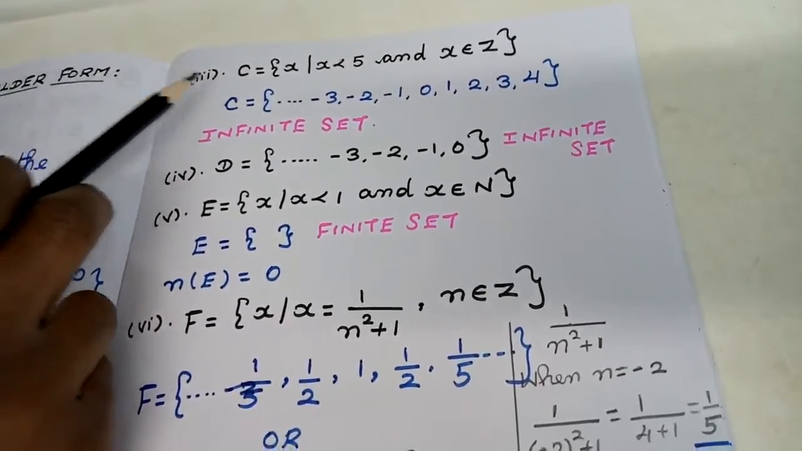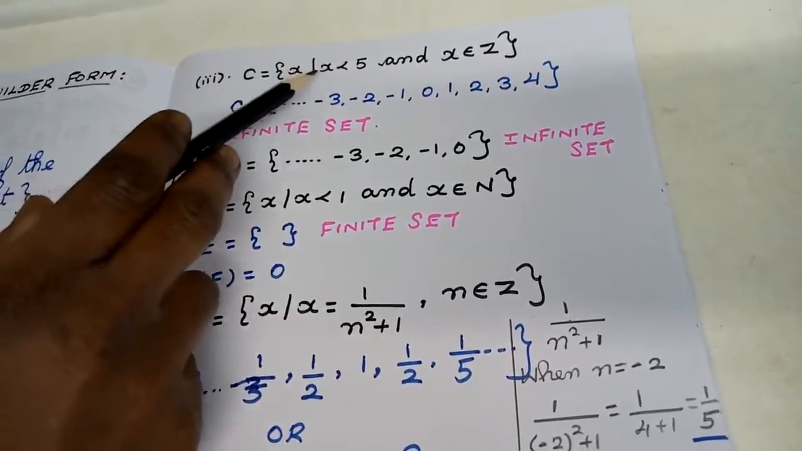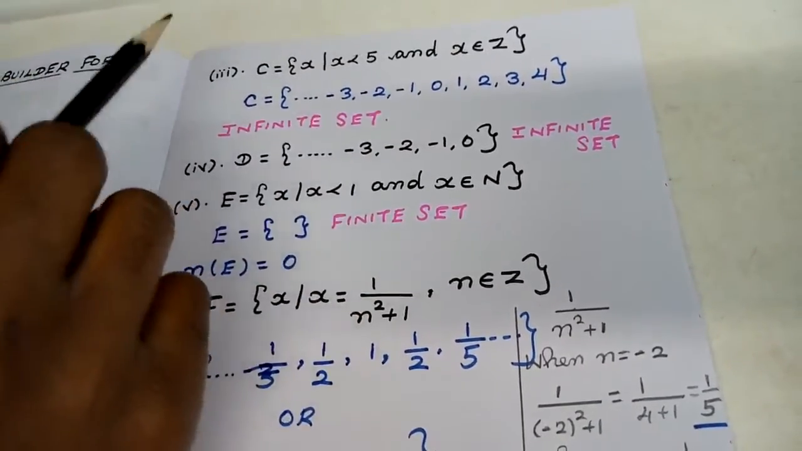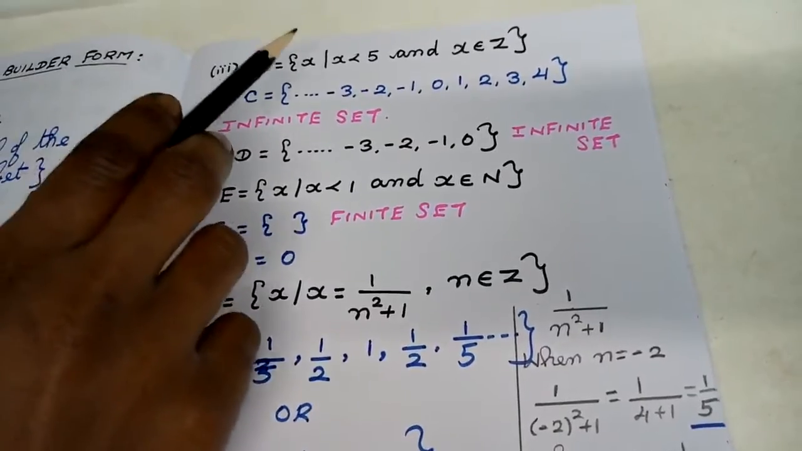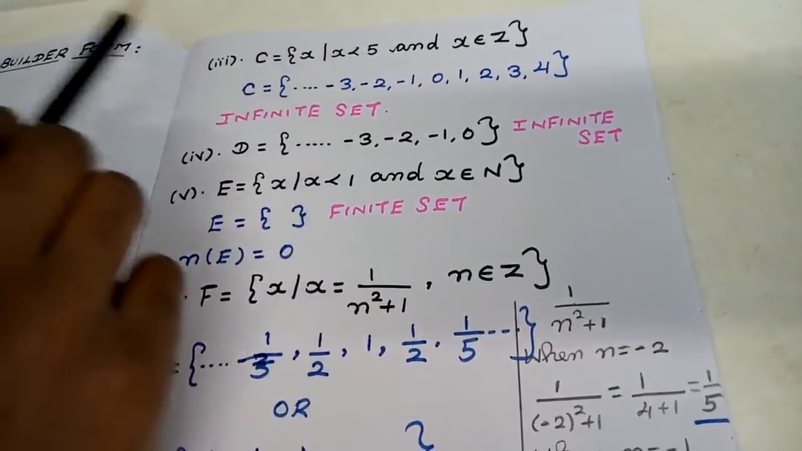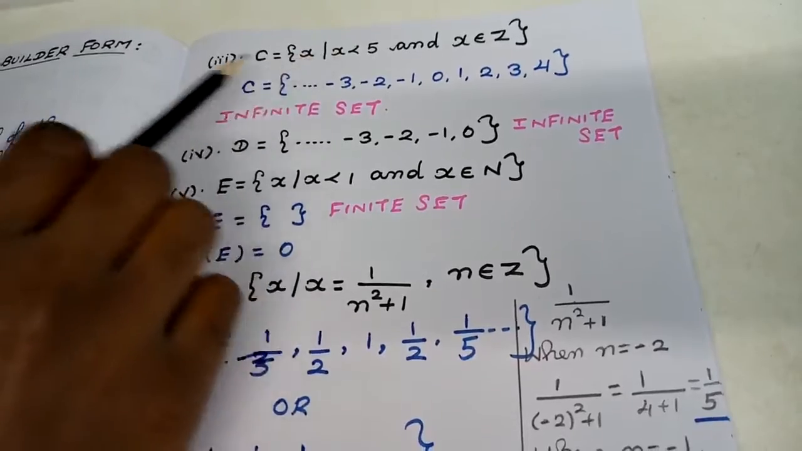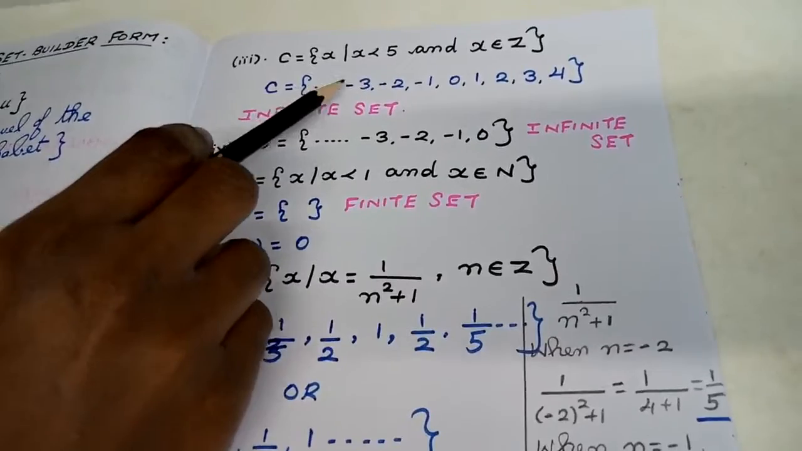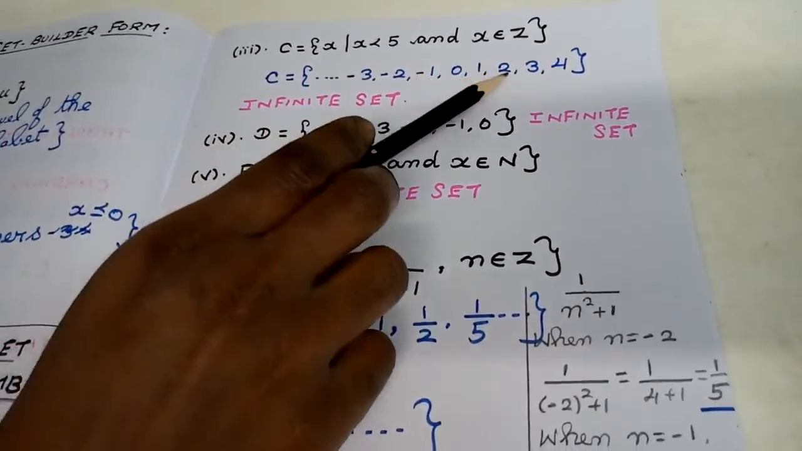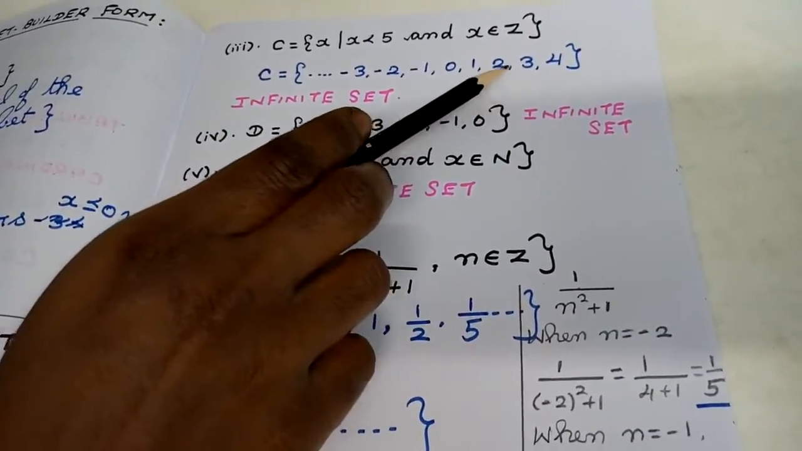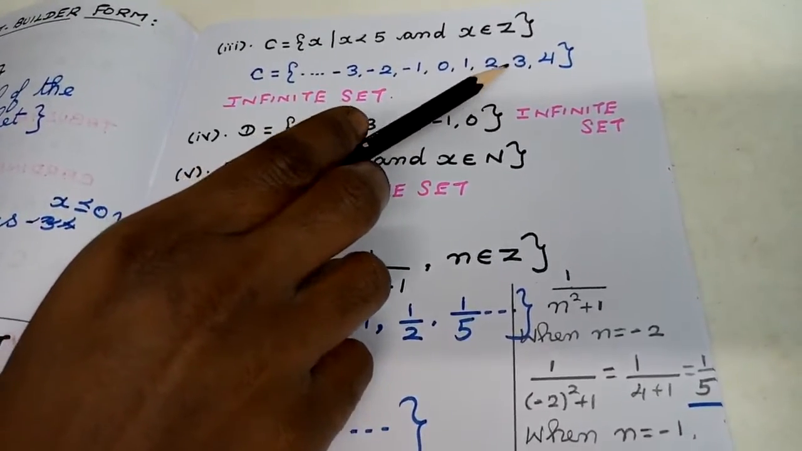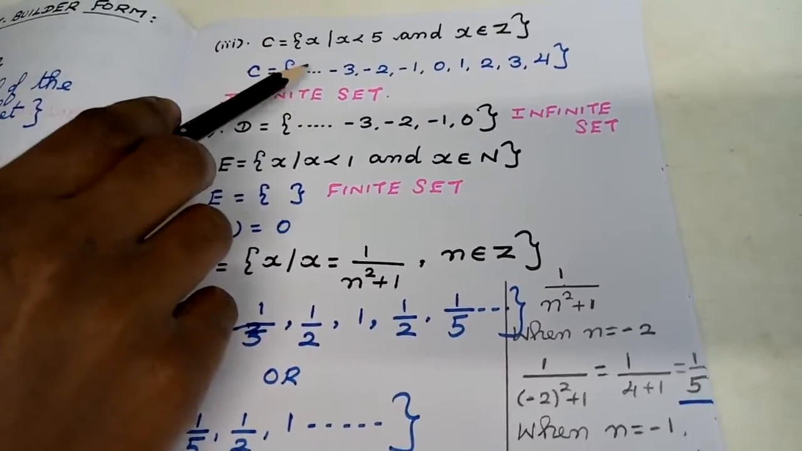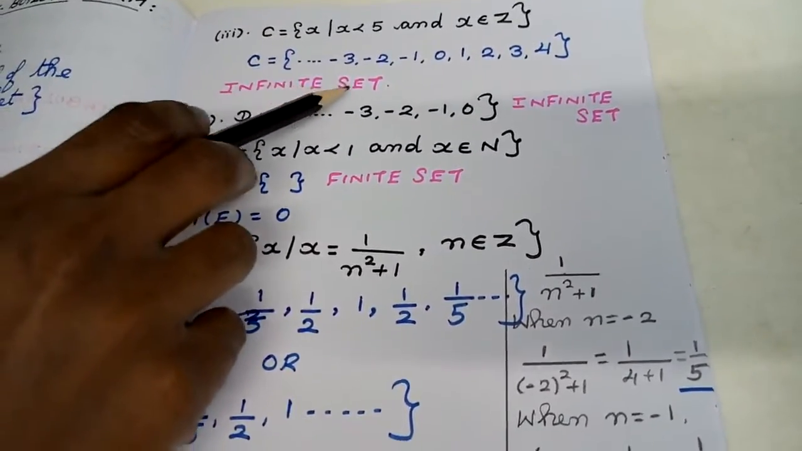Question number 3: x such that x less than 5 and x belongs to integers. You have to be clear, students. Integers mean you will have positive values, negative values and 0. If you draw this on the number line, there are lots of negative numbers, etc.: minus 3, minus 2, minus 1, 0, 1, 2, 3, 4. I'm not touching 5, because less than 5 means before 5, so I'm stopping at 4. Since there is an etc. symbol, it can go in front or in back. It is an infinite set.